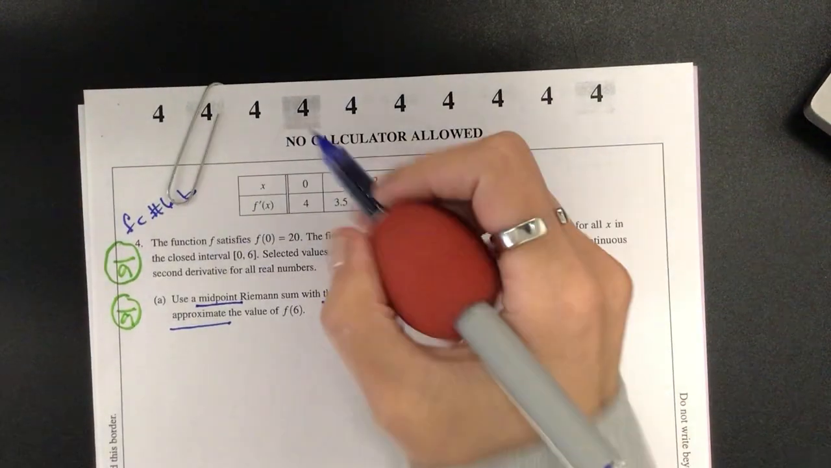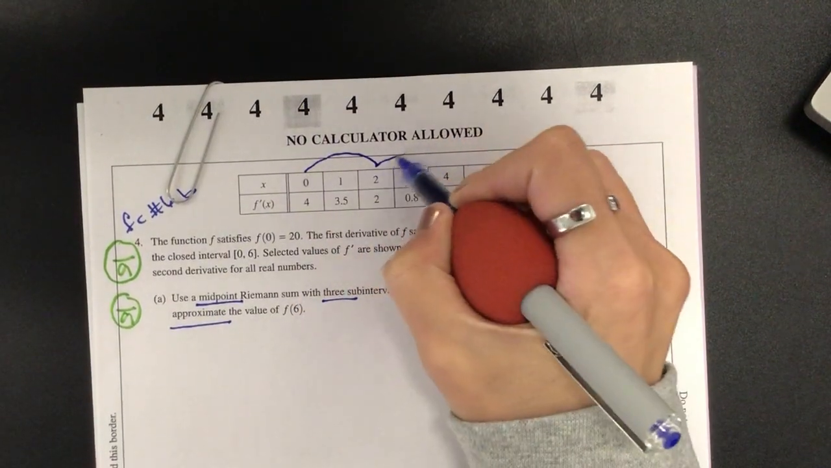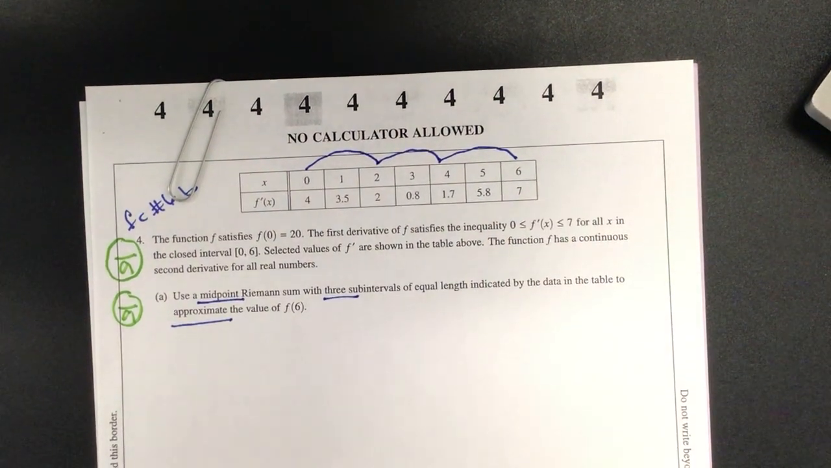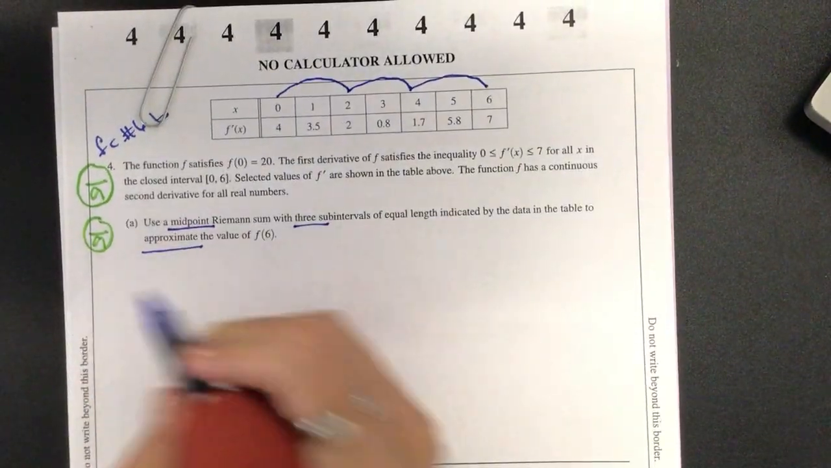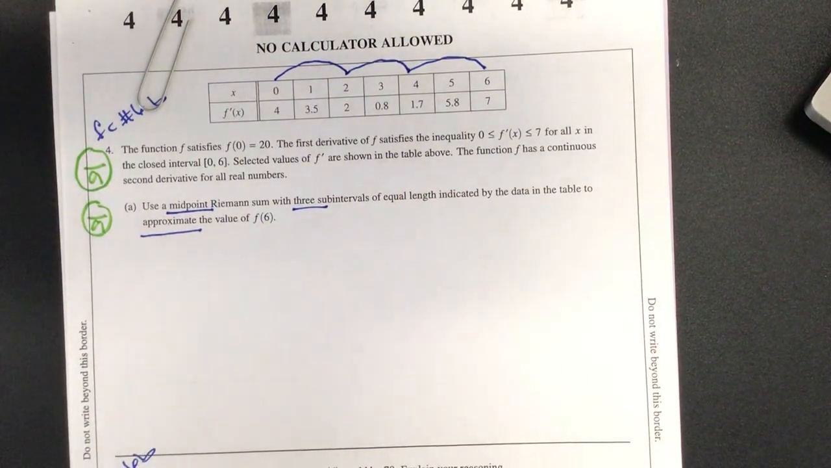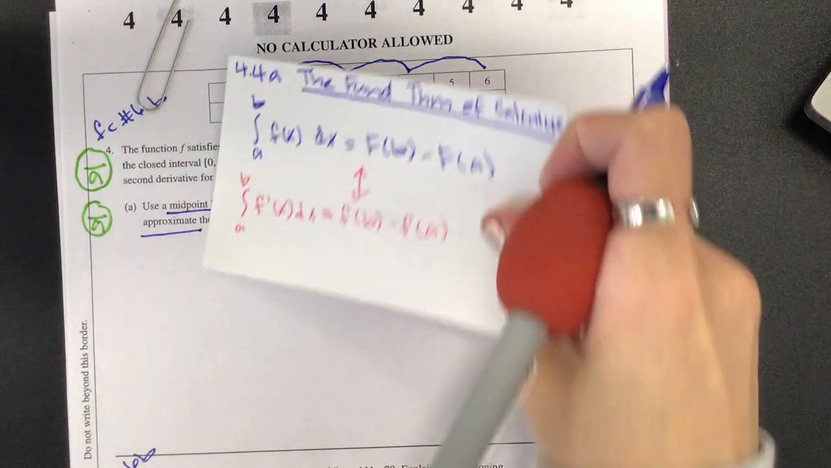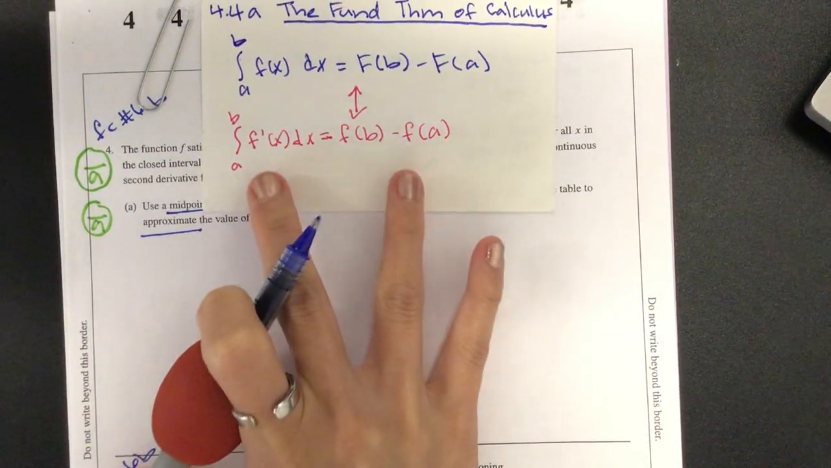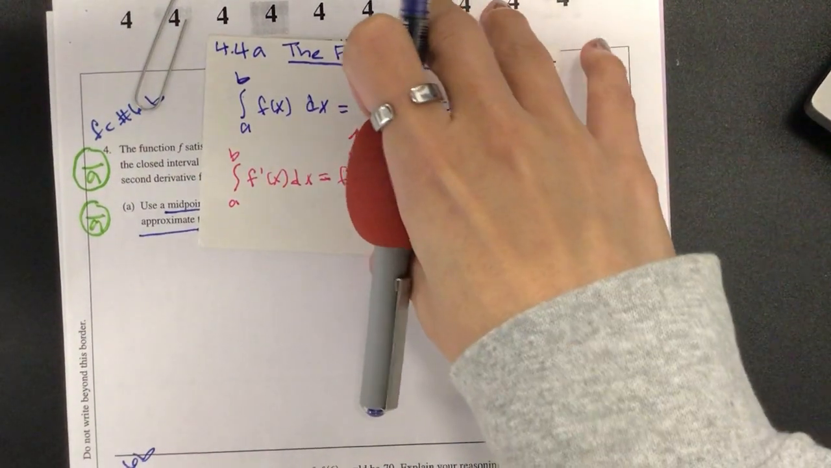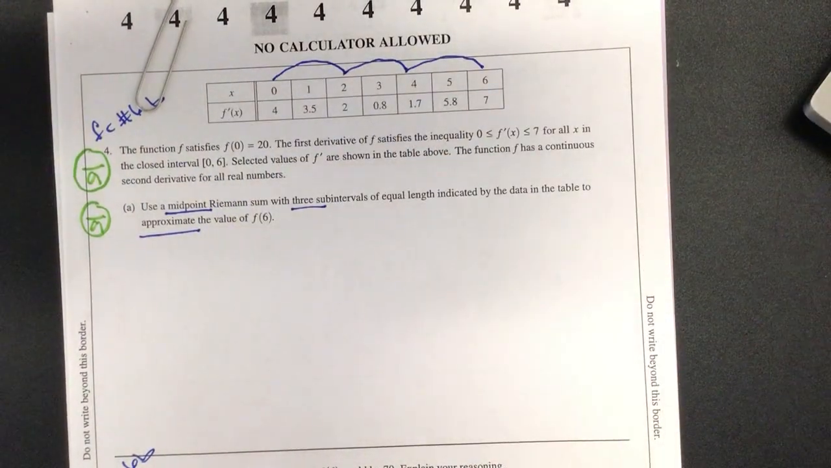So that means I'm going to go from 1 to 2, 2 to 4, and 4 to 6, and I have 3 chunks. And we're using the midpoint Riemann sum. So it's asking us to find f of 6. And if I were to look at my flashcard that I have, I'm going to use this flashcard number 6B. And let's actually write this on the top somewhere.